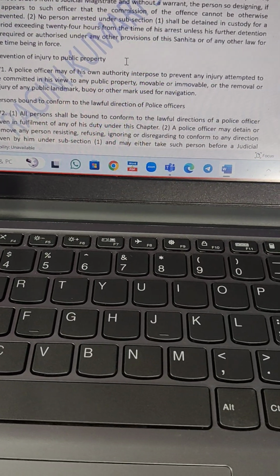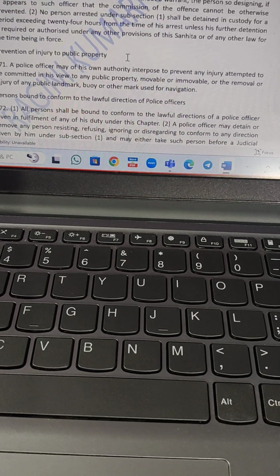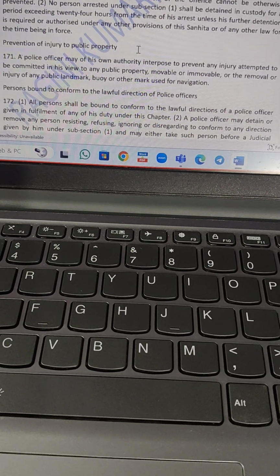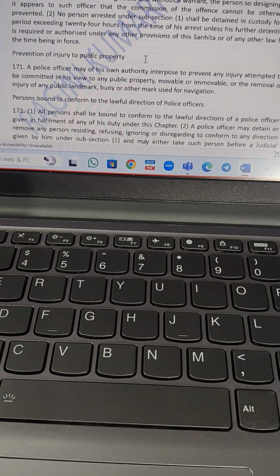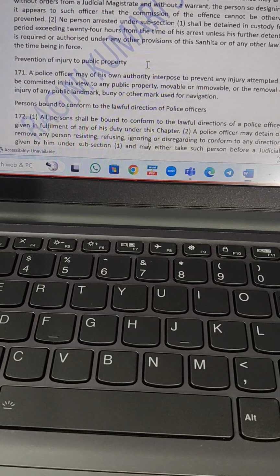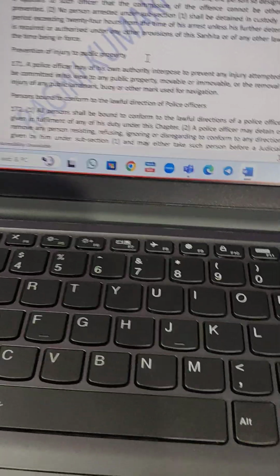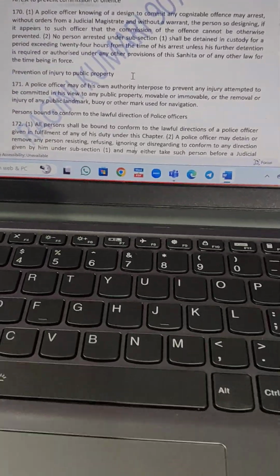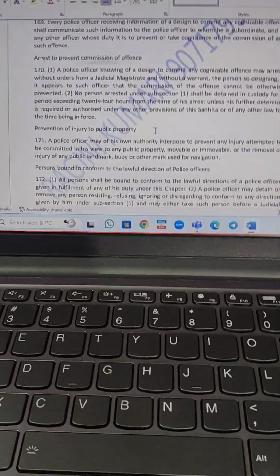Now, prevention of injury to public property. Section 171, a police officer may of his own authority interpose to prevent any injury that is attempted to be committed in view of any public property, whether it is movable or immovable, or the removal or the injury of any public landmark, buoys, or any other landmark that is used for navigation. So, the police officer will directly go and prevent the destruction of any public property. Okay.